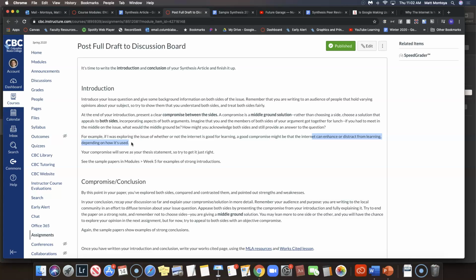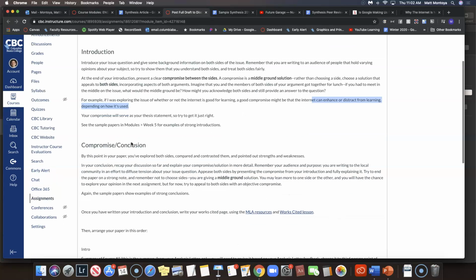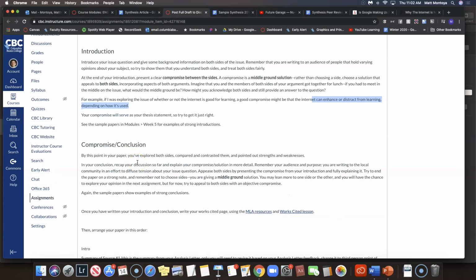So bring it together, explain that compromise fully, and explain in a way that doesn't give one side better or more emphasis than the other. As much as possible, try to make this a middle ground solution so you're pleasing both sides. And again, those sample papers will show you how this can be done. And if you have any confusion on this section after you look at the sample papers, just let me know.